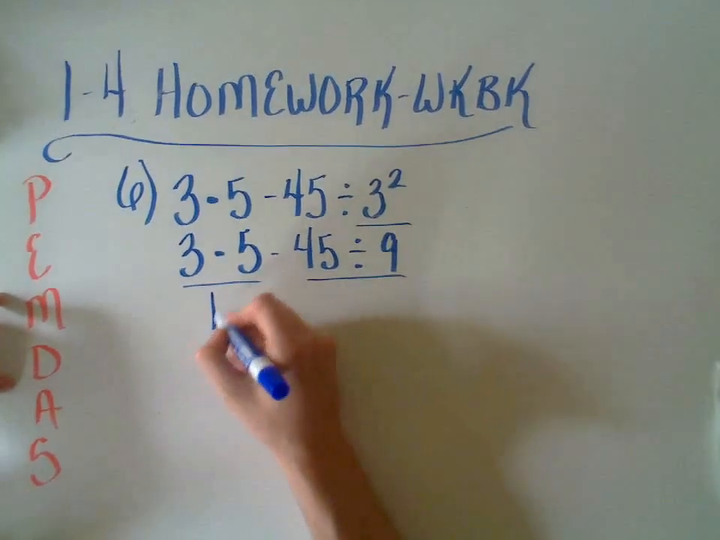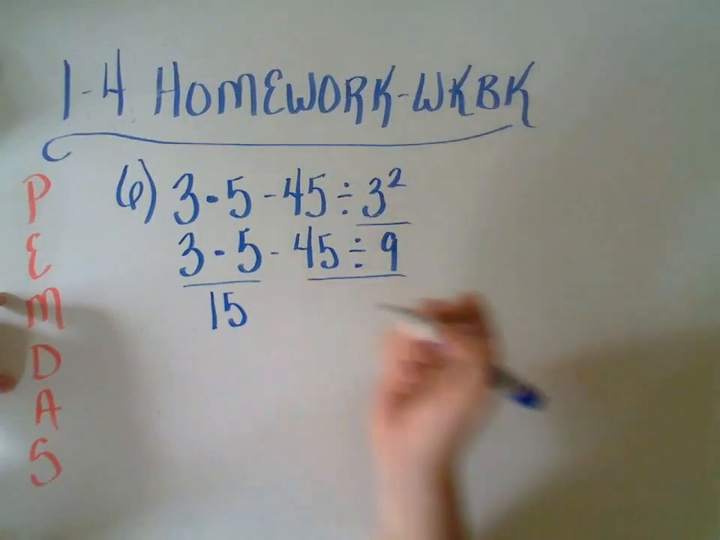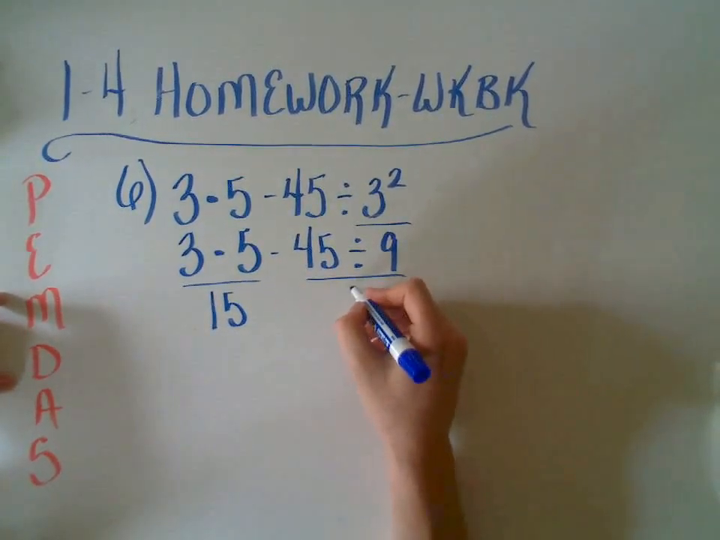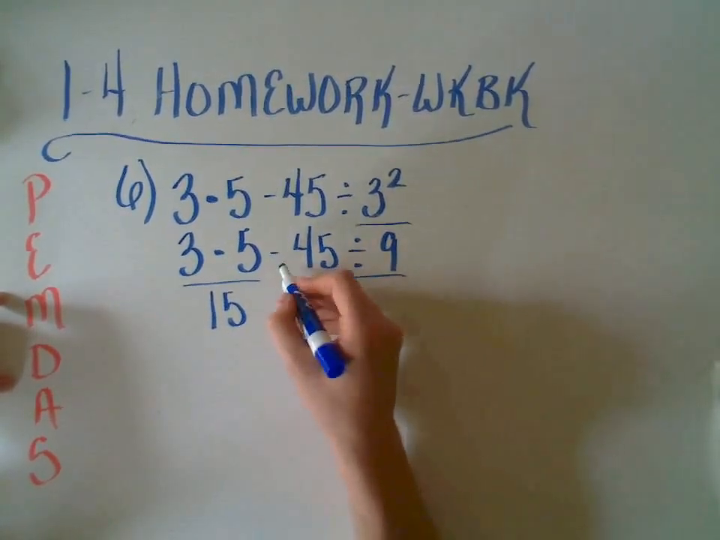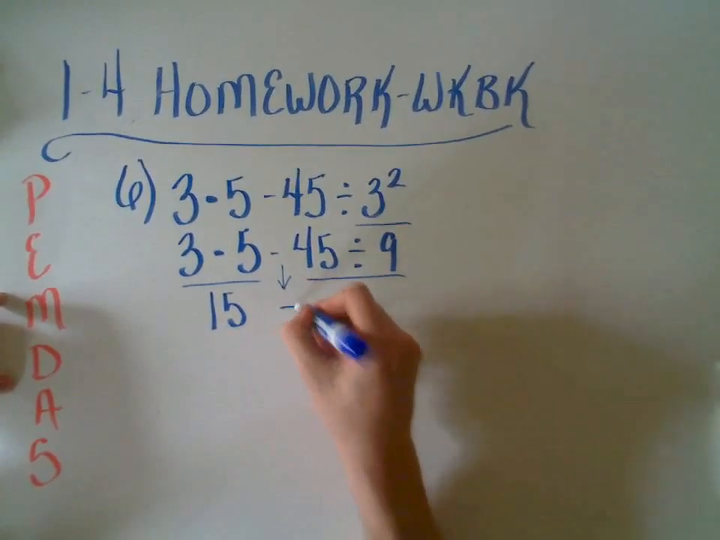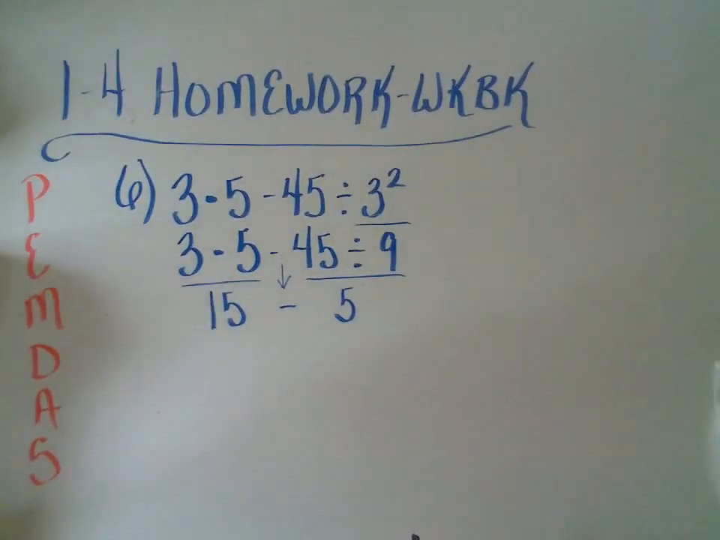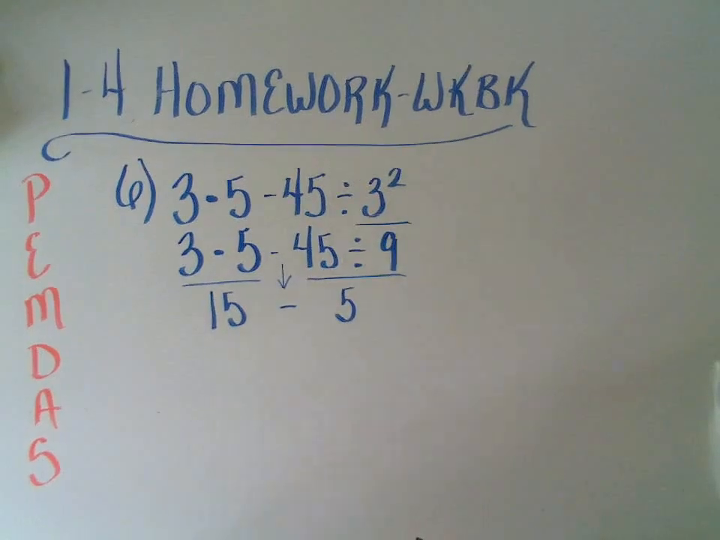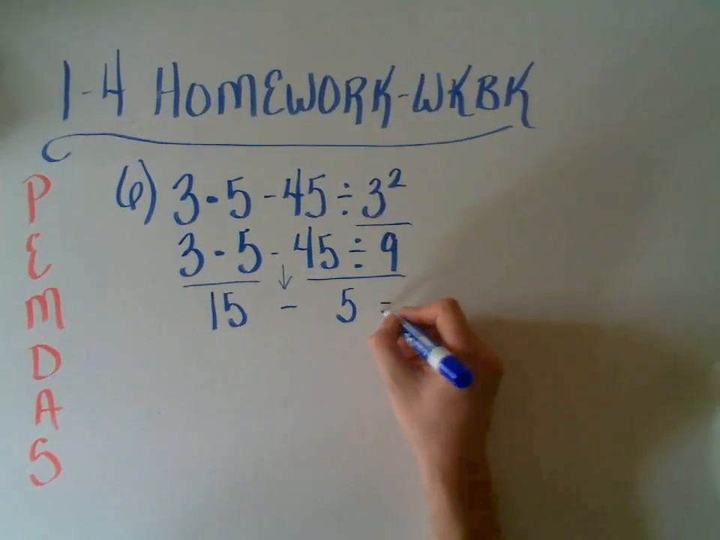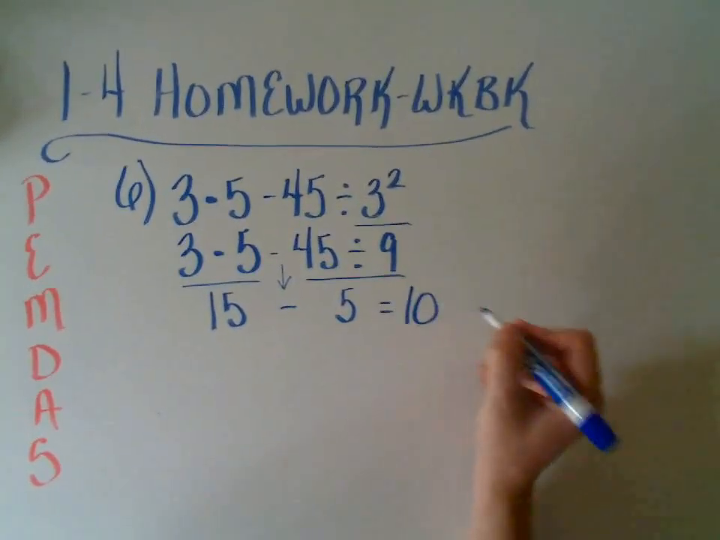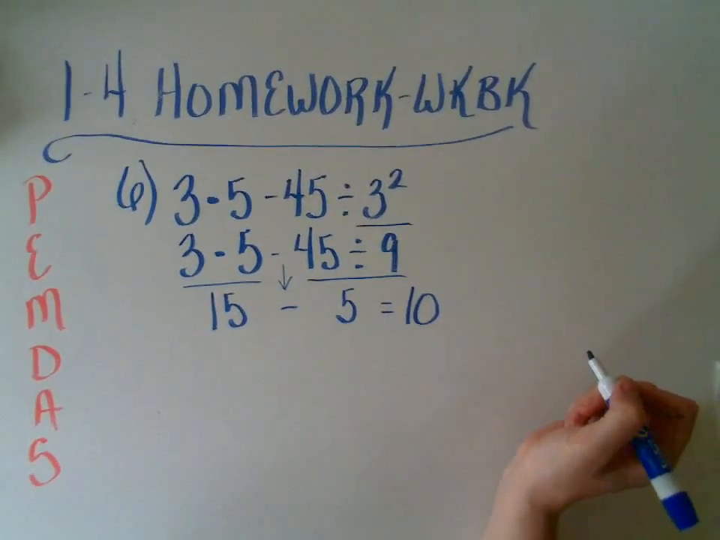So that's going to change into 15, 3 times 5, and 45 divided by 9 is 5, and this subtraction sign that's in the middle is going to get dragged right down because I haven't dealt with it yet. And of course at this point, since it just says 15 minus 5, I don't need to worry about this anymore because there's nothing else left to do. I'm just going to subtract 15 minus 5, and that's going to change into 10.